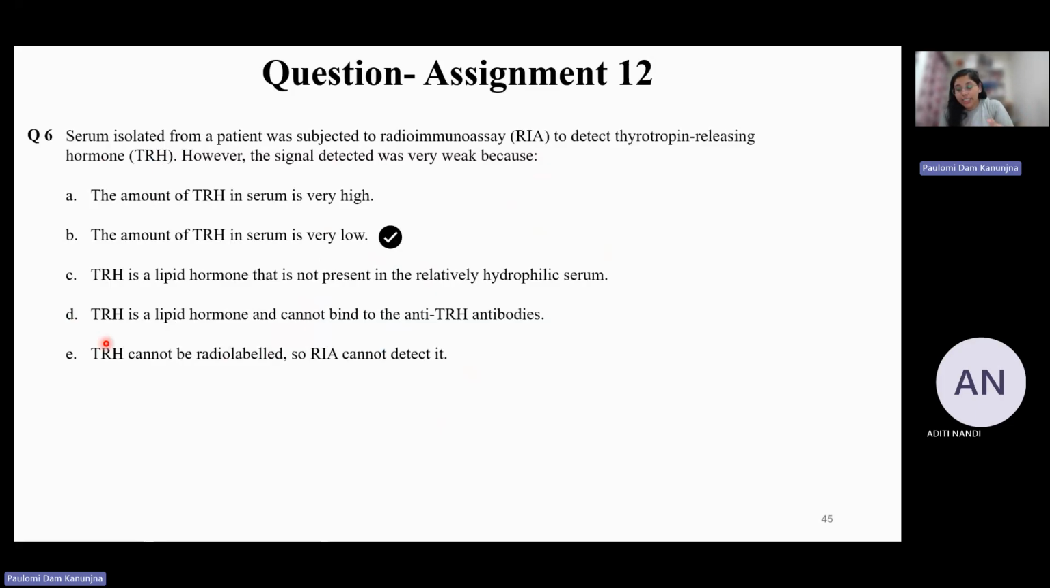The third option says it's a lipid hormone that is not present in the hydrophilic serum, which is incorrect because it is a peptide hormone, so it is hydrophilic. D says it is a lipid hormone and it cannot bind to anti-TRH antibodies, which is incorrect because they are peptide hormones and they do bind to their antibodies. And E, TRH cannot be radiolabeled, so it cannot be detected, which is incorrect. We saw how thyroid was the one that was being used, right?